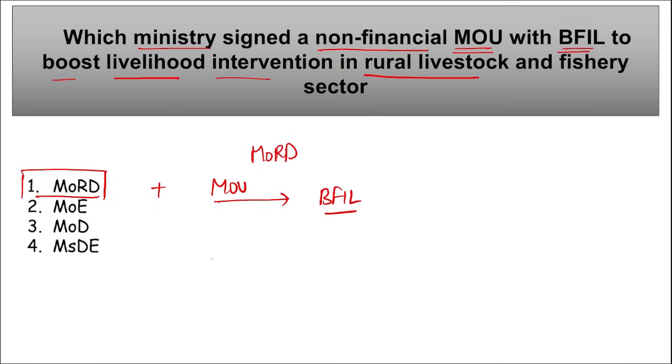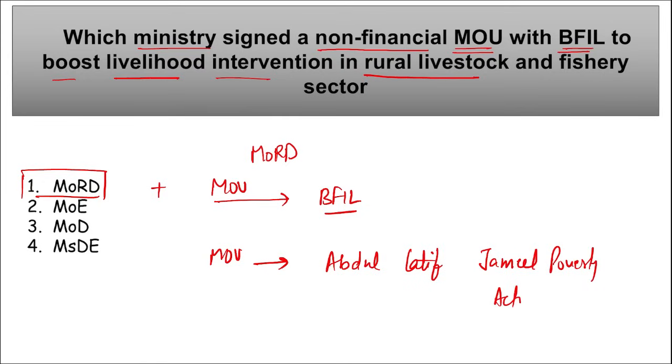Then apart from this, there was another MOU that the Ministry of Rural Development signed. This MOU was with Abdul Latif Jameel Poverty Action Lab. This is in South Asia, right? And it is an institute based for financial management, and it was to expand the Samaveshi Ajivika program across India. So these are the two MOUs of the Ministry of Rural Development that you need to remember.